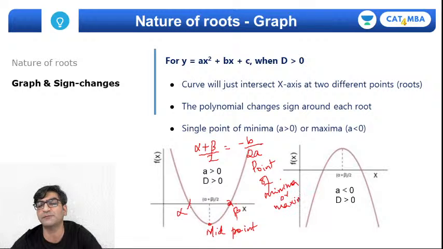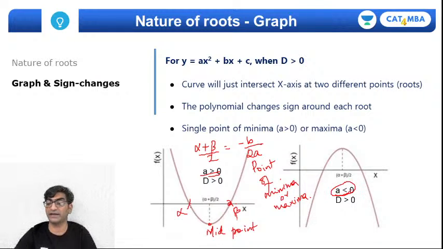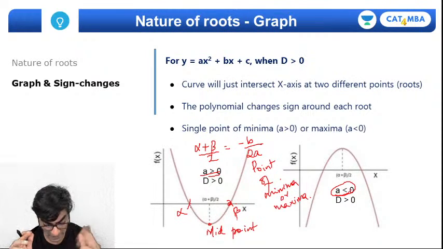Minima है कि maxima है, किस पे डिपेंड करेगा? Minima तब होगा जब a पॉजिटिव होगा, और maxima तब होगा जब a नेगेटिव होगा, right? So the same value will also tell me the point of maxima and the point of minima. Very, very easily you can derive that, right? Okay.